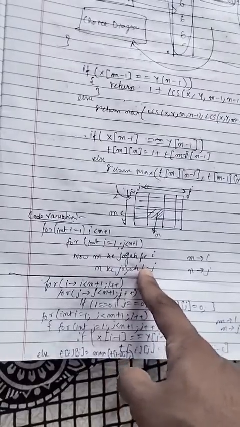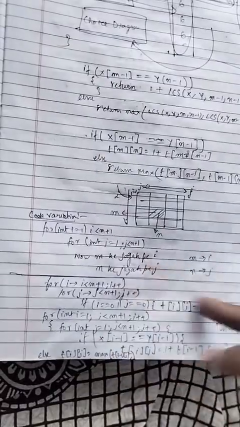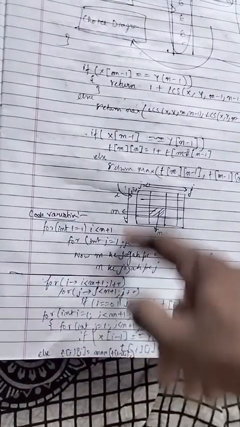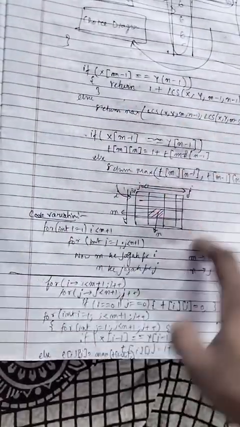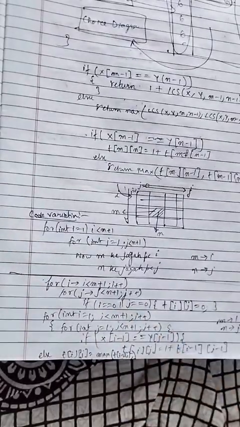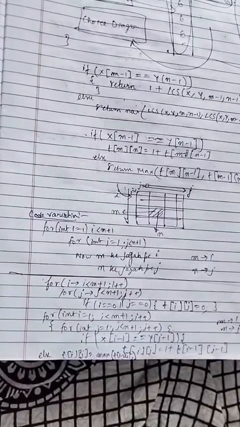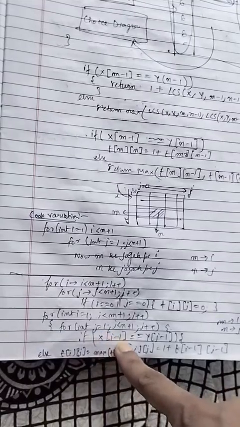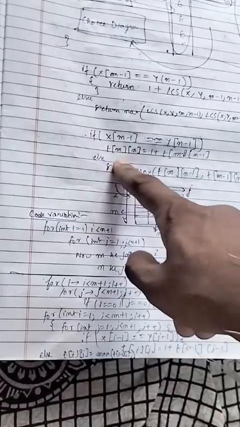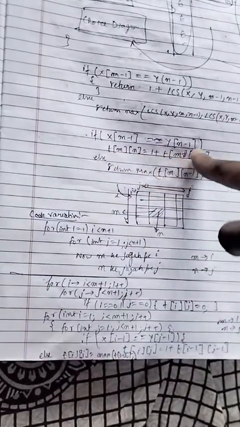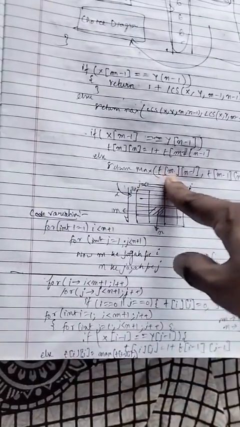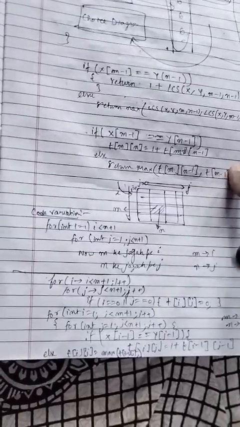Now in place of m we put i, and in place of n we put j. Okay, by doing so we have written this. If i equal to 0 and j equal to 0, t of i, j equals 0 as per the base condition. And if x of i minus 1 equals y of j minus 1, in place of m it is i, in place of n it is j, and t of i, j equals 1 plus t of i minus 1, j minus 1. Otherwise we store t of i, j equal to the maximum of t of i, j minus 1 and t of i minus 1, j.